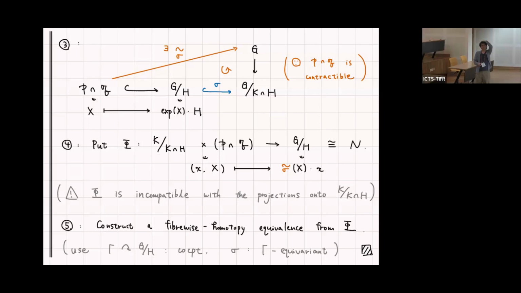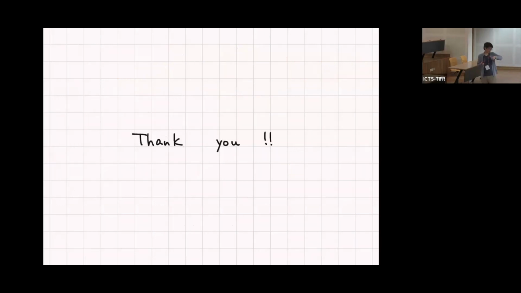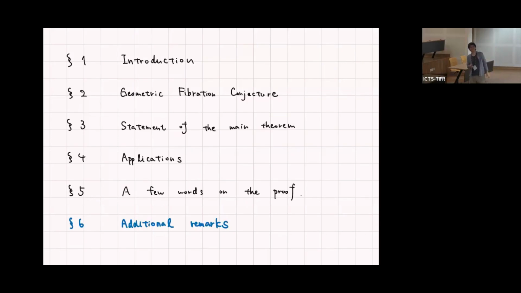But you can construct, in fact, from this phi, by somehow deforming, an actual fiber-wise homotopy equivalence from this map. Here you use the co-compactness of the action as well as a property that this section is gamma equivariant. So I hide all the important geometric argument, but the idea is like this. Okay, I think I still have 4 minutes, right? Okay, then let me give some additional remarks before saying thank you.